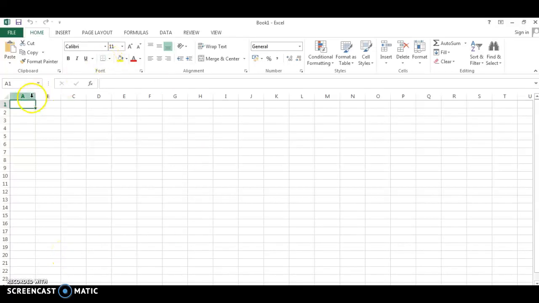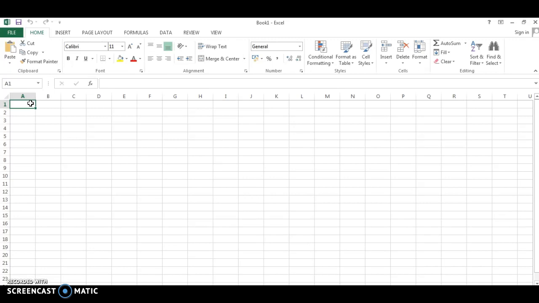Hello, good morning. Today we look at how MS Excel can be used to calculate future and other different values. So let us take up some data to know its future value.